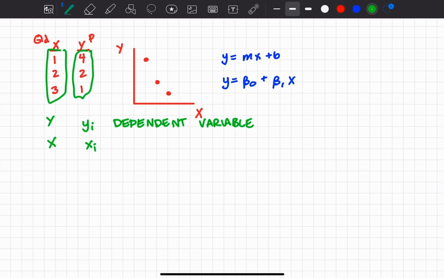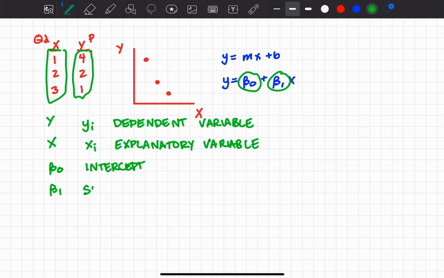I'll usually refer to xi as the explanatory variable, but you'll also see it as the independent variable. I like explanatory. And then we have these two parameters, beta naught and beta 1, and that's the intercept and the slope. When we put hats on those parameters, that refers to the estimate of the intercept or the estimate of the slope. So beta naught hat and beta 1 hat is the estimate of the intercept and the estimate of the slope.